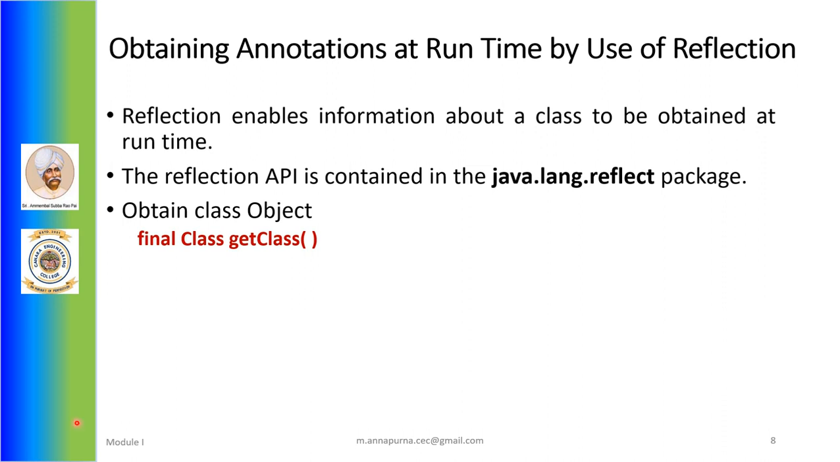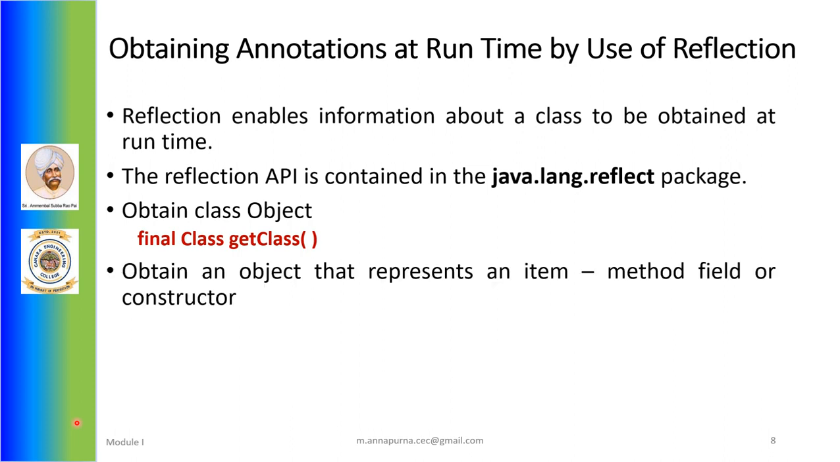To obtain the annotations associated with a specific item declared within a class, we must first obtain an object that represents that item. The item may be a method, field, or constructor. For example, Class supplies the getMethod, getField, and getConstructor methods, which obtain information about a method, field, and constructor respectively. These methods return objects of type Method, Field, and Constructor. Let's take an example that obtains the annotation associated with a method.